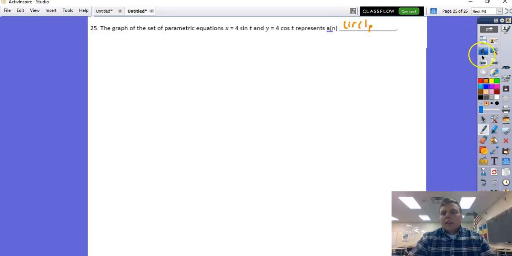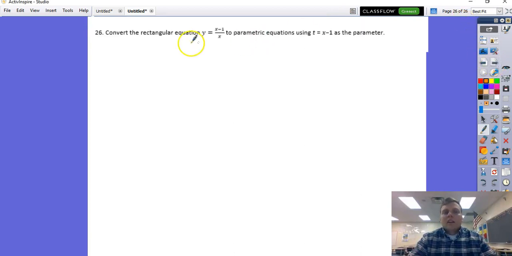Alright, problem 26. Convert the rectangular equation y is equal to x minus 1 divided by x using t equals x minus 1 as the parameter. So, for the sake of time, I'm going to show you a fast way of doing this. It says y equals x minus 1 over x. Well, t is equal to x minus 1. So I know then that this numerator can be replaced by t. So, t divided by. Now what I want to do is replace this x somehow with t.